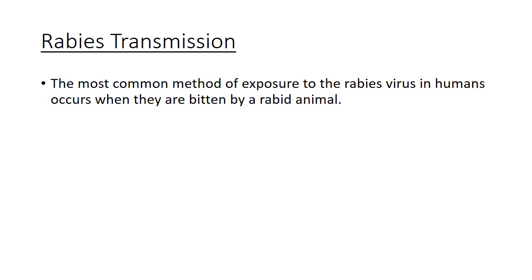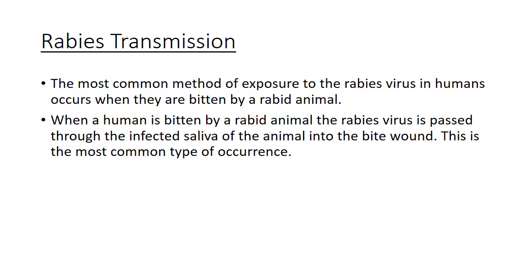The most common method of exposure to the rabies virus in humans occurs when they are bitten by a rabid animal. When a human is bitten by a rabid animal, the rabies virus is passed through the infected saliva of the animal into the bite wound. This is the most common type of occurrence.